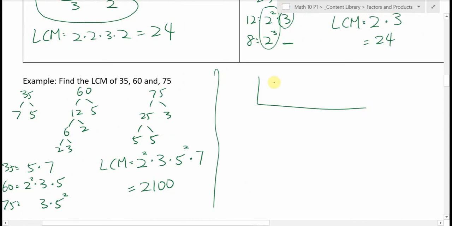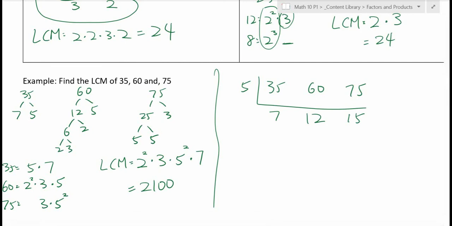I will show you the continuous division method. There's just a little tweak that you need to watch out for. Okay, so 35 divided by 5 is 7, 60 divided by 5 is 12, 75 divided by 5 is 15. Now for GCF, we would stop right here because nothing else goes into all three numbers, 7, 12, and 15. However, for LCM, you cannot stop right here, okay? You actually need to continue because there's a common factor between 12 and 15. So this is only true if you're looking for LCM.